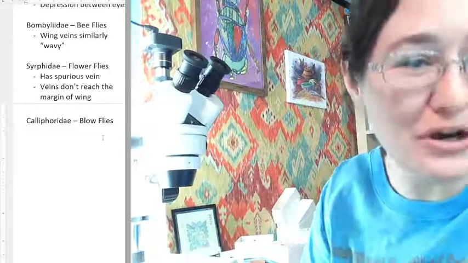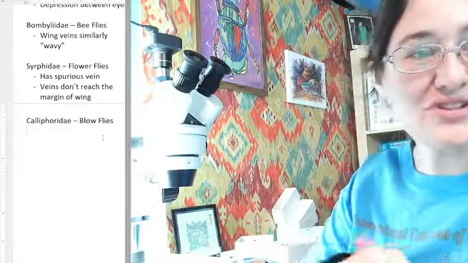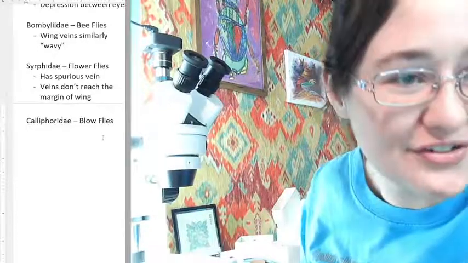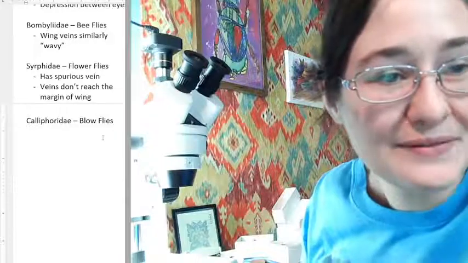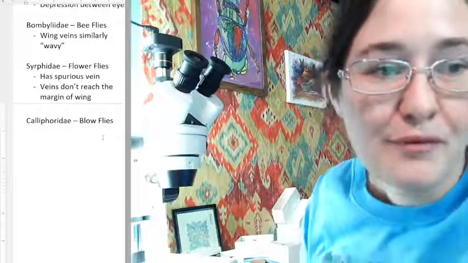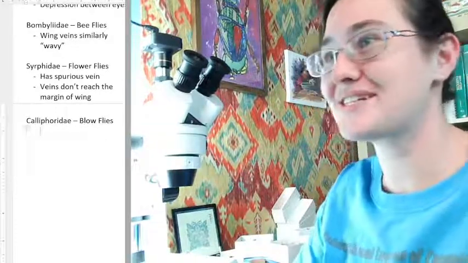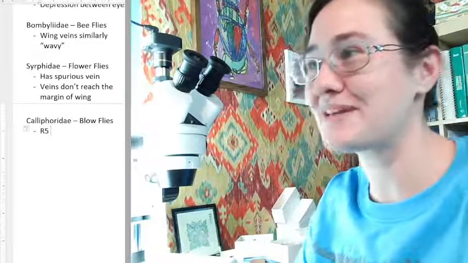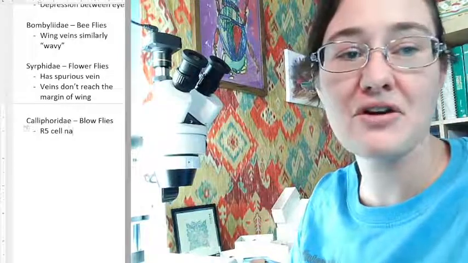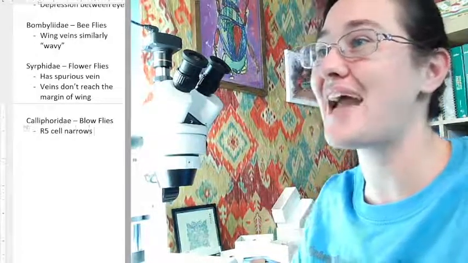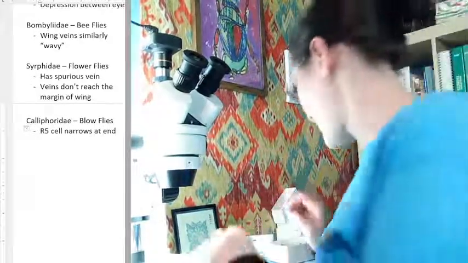The Calliphoridae are the blowflies. There are a handful of characteristics that we're going to be looking at, but the one characteristic that I think makes the most sense is that the R5 cell narrows at the end. All right, let's check that out.